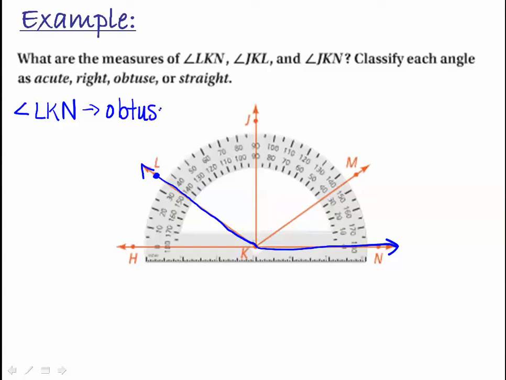To measure this angle, since one ray is on the number 0, let's use the inside of the protractor. So ray KN is at 0, ray KL is between 140 and 150, which is 145 degrees, and so the measure of angle LKN, which we denote with an M and then the angle symbol LKN, is 145 degrees, which would be an obtuse angle.